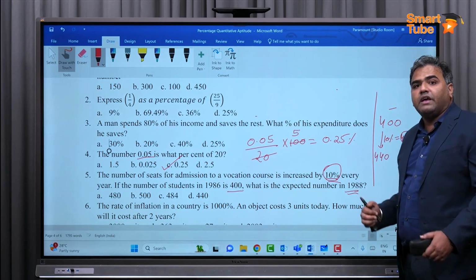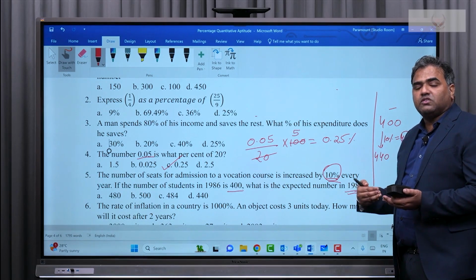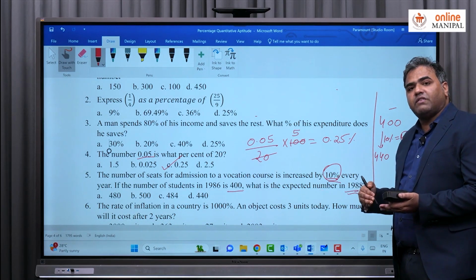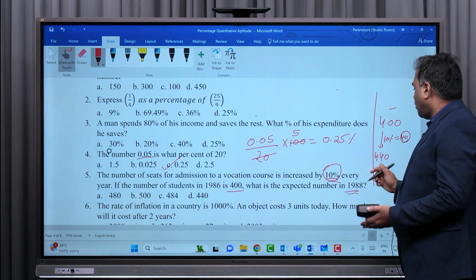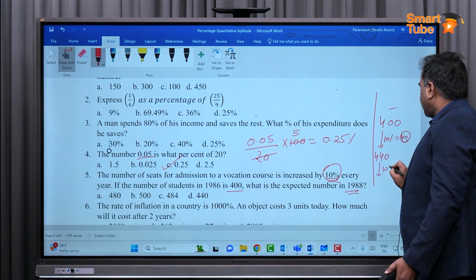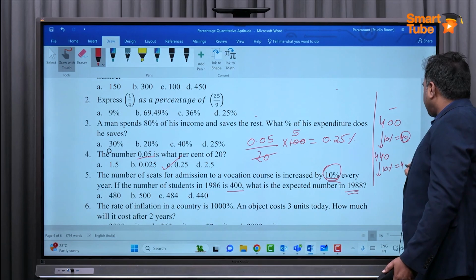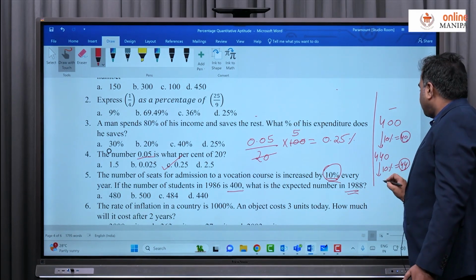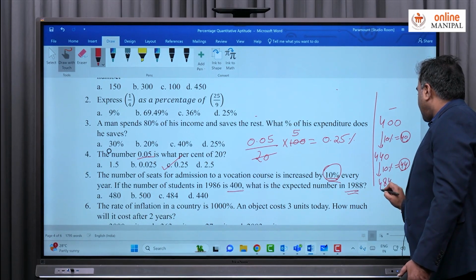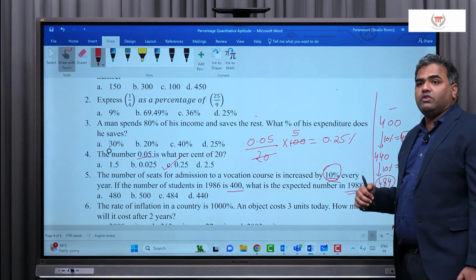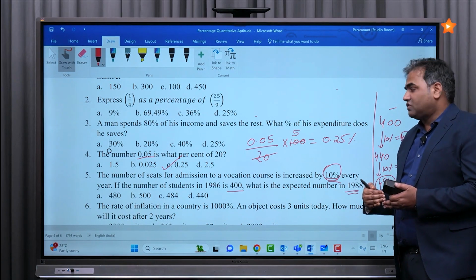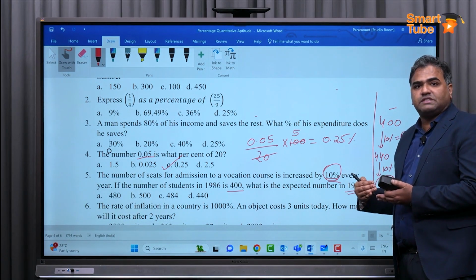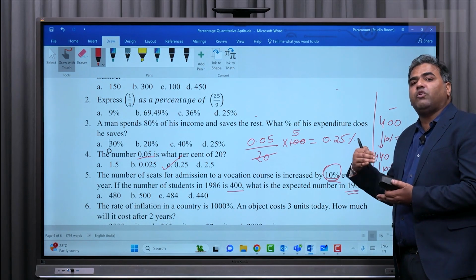Why 440? It increased by 10%. So in 1986 the number was 400. Then in 1987 it will increase by 10% and become 440. Again, if it increases by 10%, what is 10% of 440? That would be 44. So what is 44 plus 440? You will get 484. Simple calculation. So you need to understand this fact. Here in this question, the increase was given to you as 10%, for 2 years.